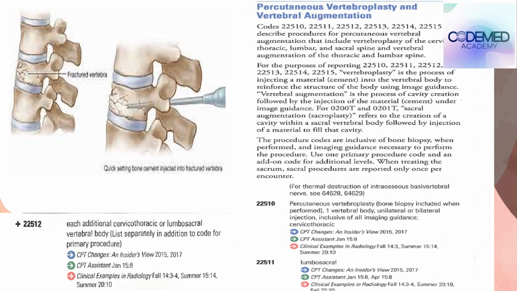Now these are the codes for percutaneous vertebroplasty and vertebral augmentation. The codes are given here. Just pay attention to the codes. This is the code for the percutaneous vertebroplasty, which is performed on one vertebral body, unilateral or bilateral. It includes the image guidance, and it is cervicothoracic, and this is lumbosacral, and this is a common add-on code for both 22510 and 22511 for each additional vertebra. And pay attention to all the parenthetical notes in this particular section all through.